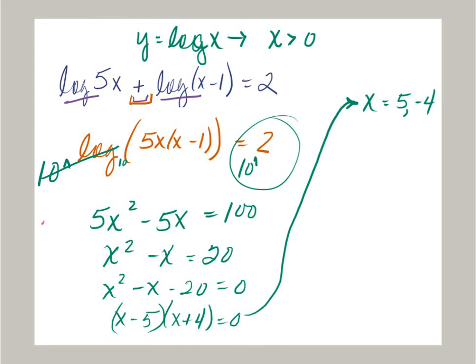And so you have to be careful about what answers you get. Notice that if I put in 5 into my original equation, I get log of 5 times 5, which is 25, plus log of 5 minus 1, which is 4. And those are all positive numbers. That's cool. So this one shouldn't have a problem. But log of negative 4, okay, log of 5 times negative 4 is log of negative 20. You cannot calculate the log of a negative number. This one doesn't work. And so my only answer is x equals 5. So be sure to check your answers when you're doing logarithmic equations.